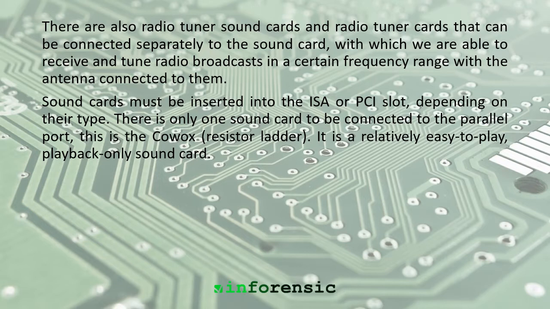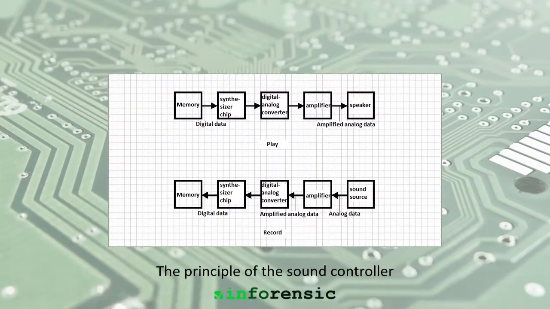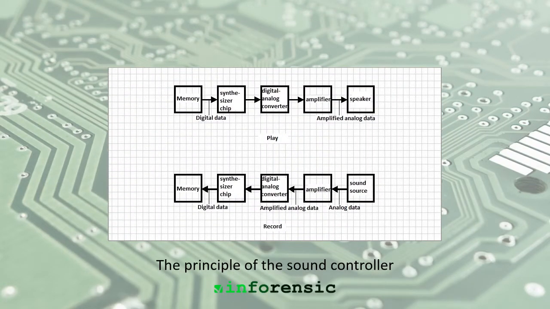Sound cards must be inserted into the ISA or PCI slot, depending on their type. There is only one sound card that connects to the parallel port. This is the coax resistor ladder. It is a relatively easy to build, playback-only sound card. The principle of the sound controller. Top is the sound play. Bottom is the sound record.